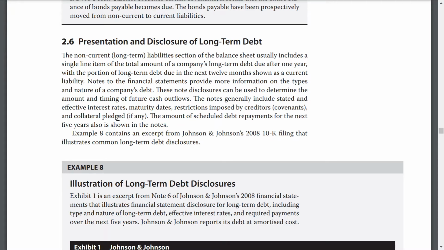Notes to the financial statements provide more information on the types and nature of a company's debt. These note disclosures can be used to determine the amount and timing of future cash outflows. The notes generally include stated and effective interest rates, maturity dates, restrictions imposed by creditors or covenants, and collateral pledges, if any. The amount of scheduled debt repayments for the next 5 years also is shown in the notes. Example 8 contains an excerpt from Johnson & Johnson's 2008 filing, illustrating common long-term debt disclosures.